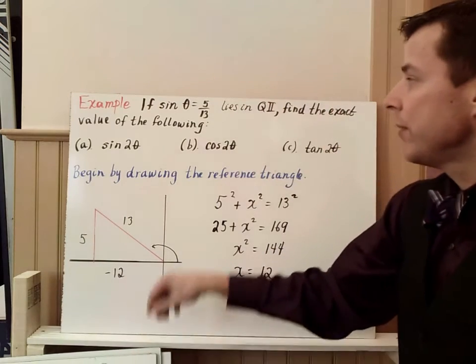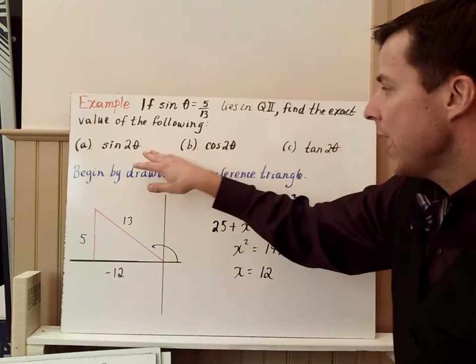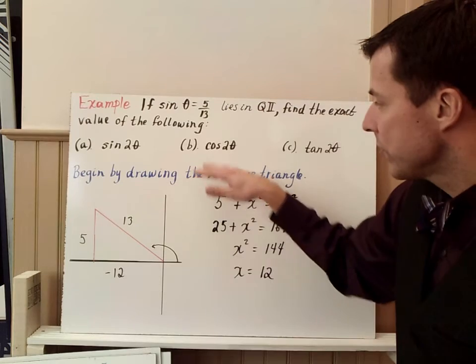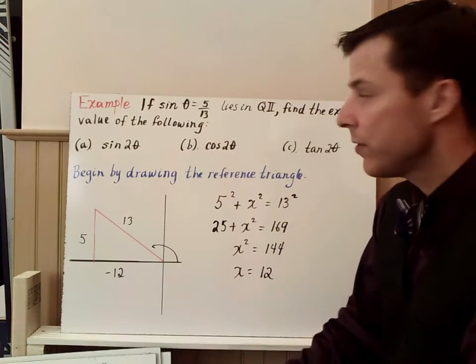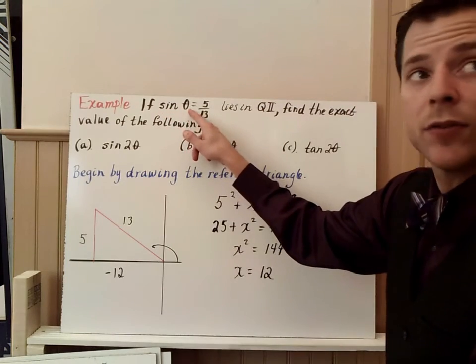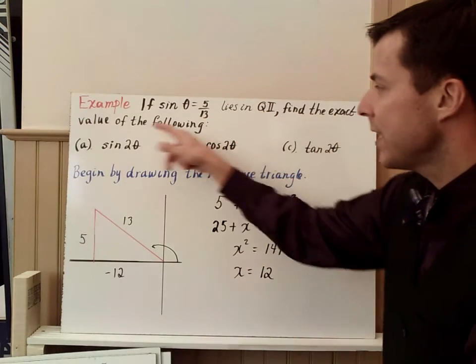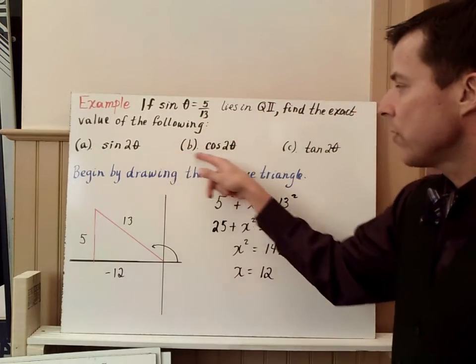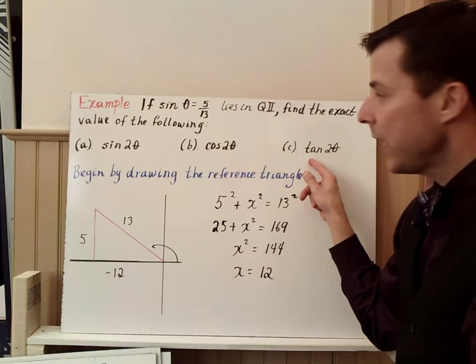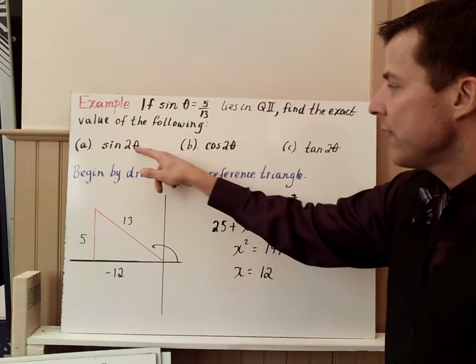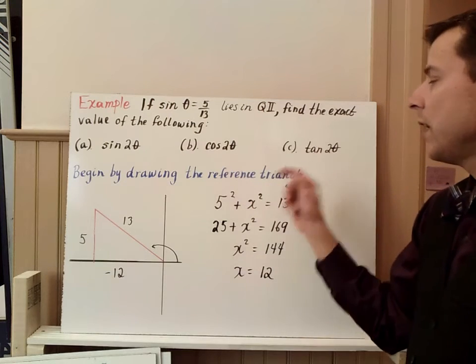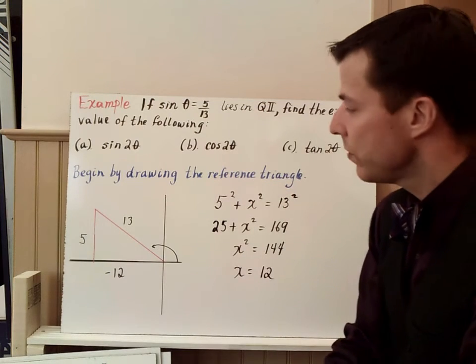In our last example, we're going to be doing really the same thing. And we're going to find sine of 2 theta, cosine of 2 theta, and tangent of 2 theta. So if sine theta equals 5/13, and it's going to lie in the second quadrant, find the exact value of the following. So here's what we're looking for. Those three double angles. Sine of 2 theta, cosine of 2 theta, and tangent of 2 theta.